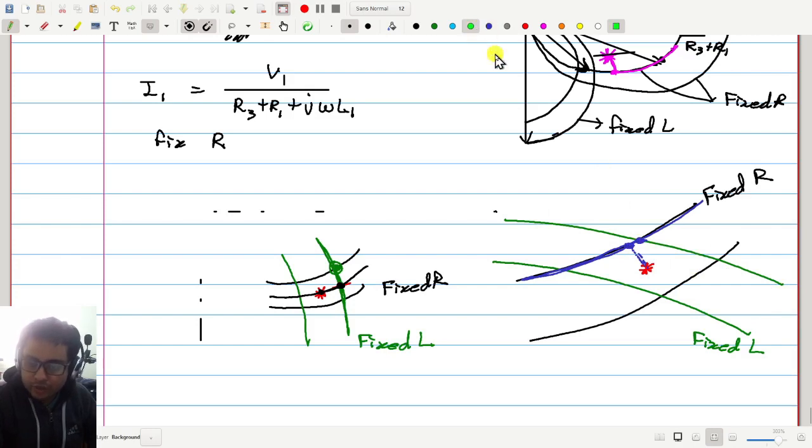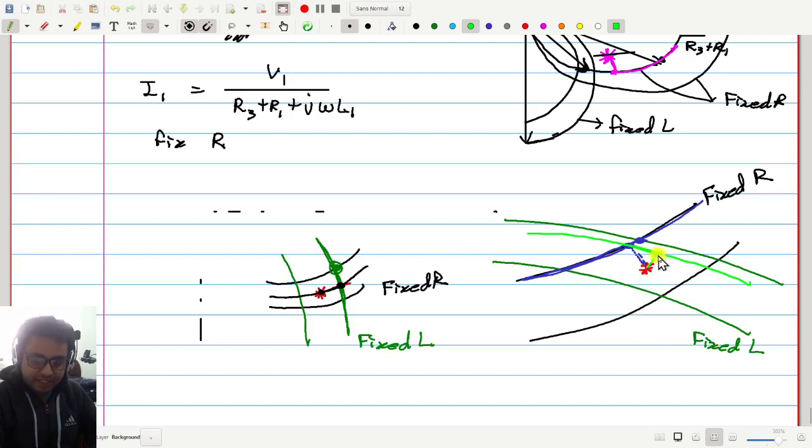So now I will move along a fixed inductance line, along this line, and find where I get minimum deflection. Maybe if I draw a perpendicular, here I will get minimum deflection. So I come to this point. But I see I did not reach the I star.